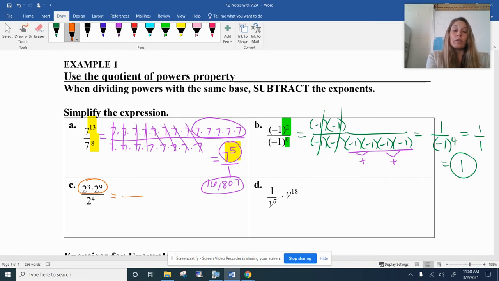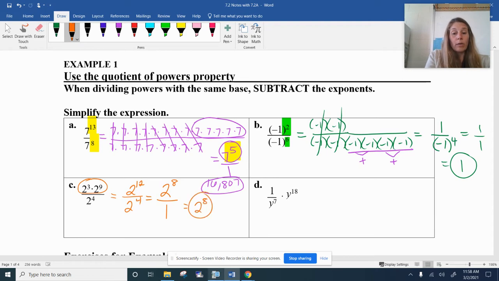So 2 to the 3rd times 2 to the 9th, we're just going to add up how many 2's are being multiplied together, and we would have 2 to the 12th. Now we can do the subtraction that we were just talking about. Since we have 12 2's on the top, 4 2's on the bottom, if we cancel the 4, 12 minus 4 would leave us with 8, and they would have to be in the numerator because there were more on the top than the bottom if we wrote it all out. So 2 to the 8th would be our answer here.